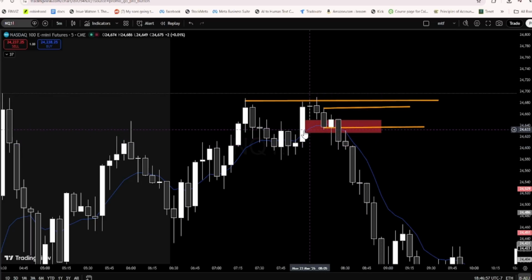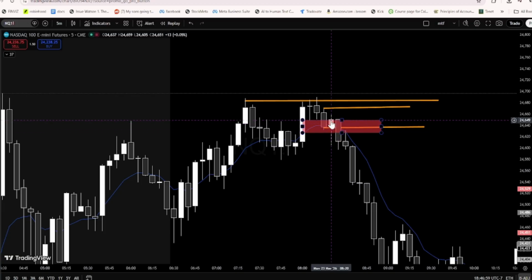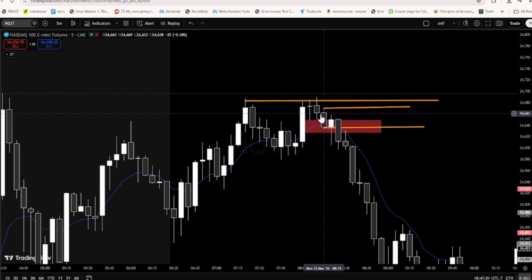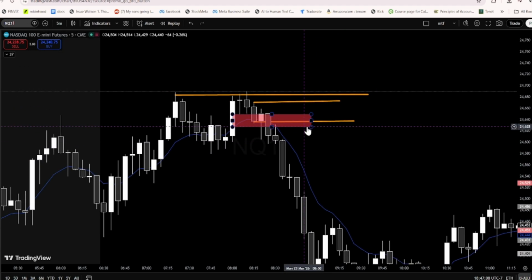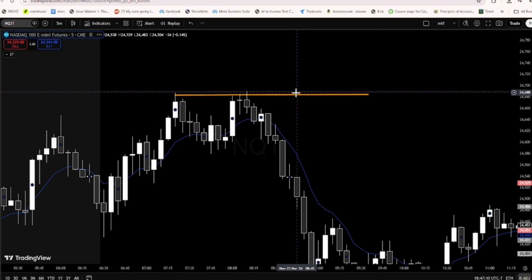So now you guys can see that this was a long, but it never closed above the recent candle's high that tapped into the fair value gap first. It actually ended up closing below it, which means that this whole idea goes out the window.